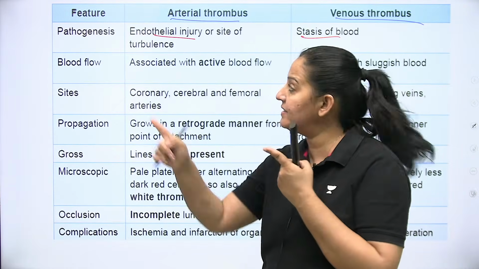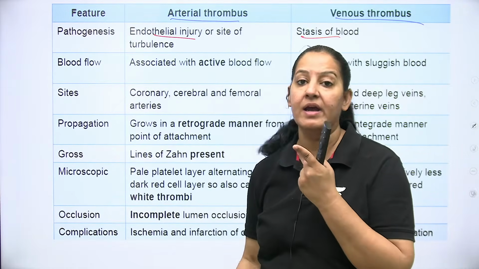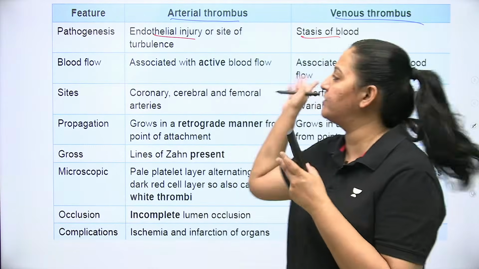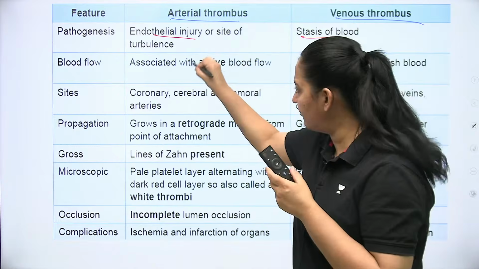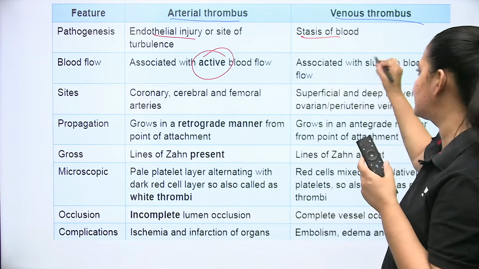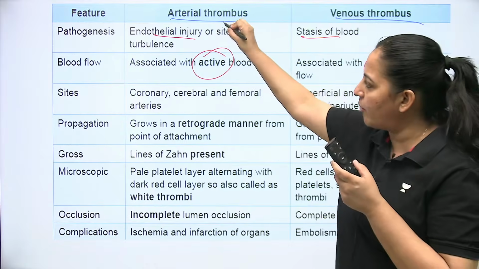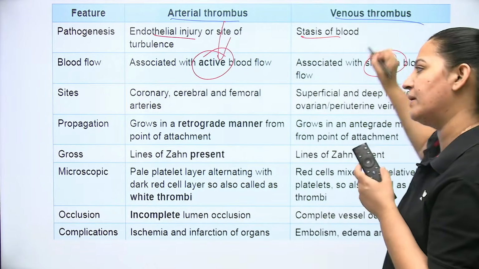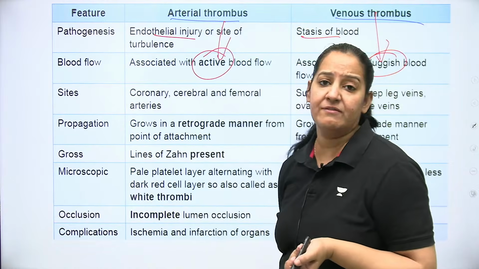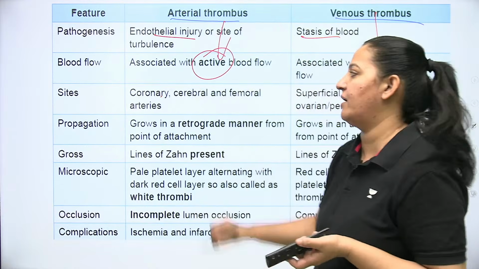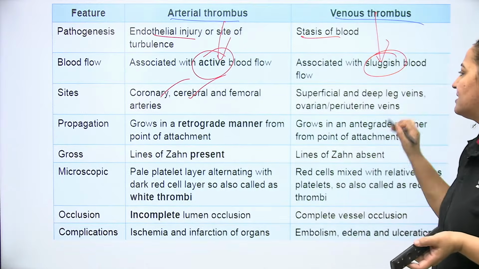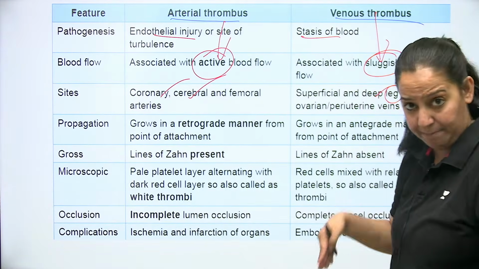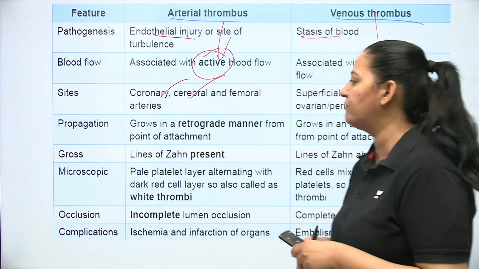So endothelial injury basically leads to the thrombus formation in artery, and stasis basically leads to the thrombus formation in the vein. That is the first difference, right? In artery, active blood flow is there. In vein, passive, sluggish blood flow is there. So these thrombus are formed in active blood. These thrombus are formed in sluggish blood. Name the arteries in which they are formed. So coronary artery and cerebral artery, artery of the heart and the brain. These are most commonly involved. Name the veins of the leg, the deep leg veins. The leg veins are most commonly involved here.